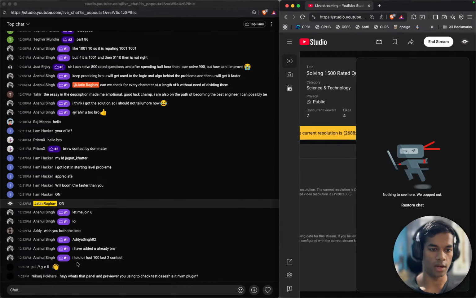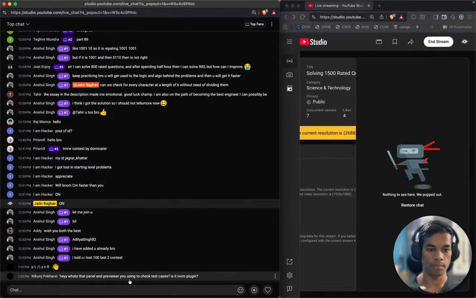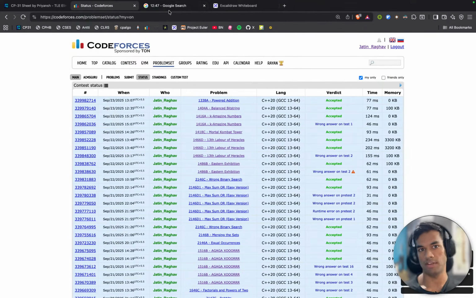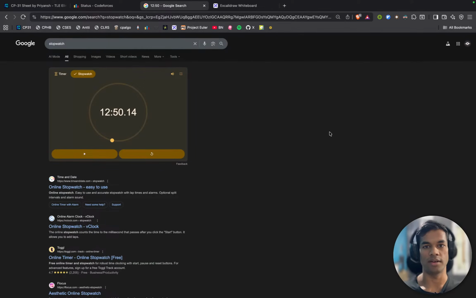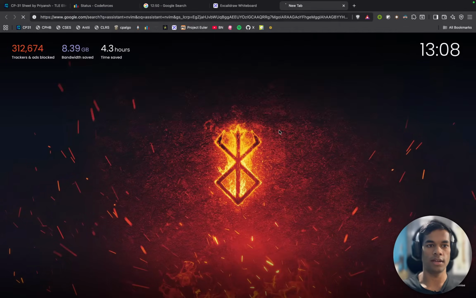Let's see. Hello. What's that panel and preview you're using to check in new accepted? Cool. Okay, cool. 30 seconds. It is called Assistant New.